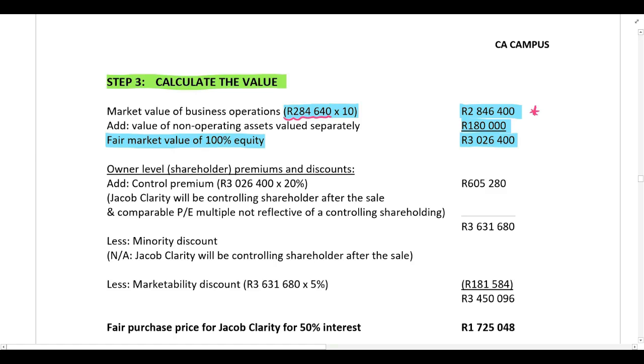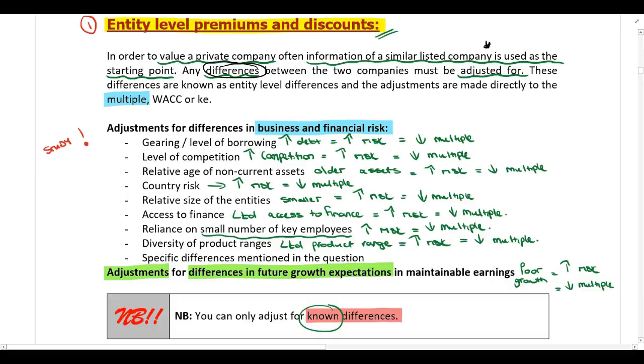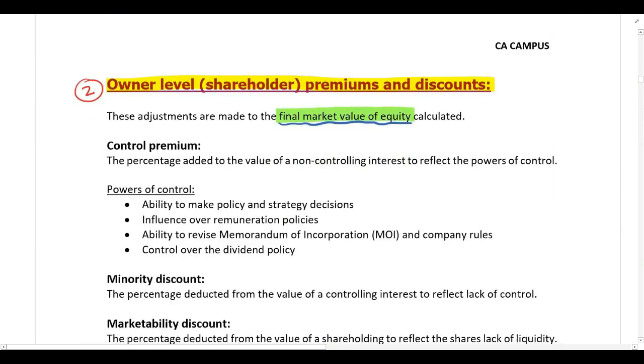Now that we've calculated the fair market value of equity, we need to adjust for owner level or shareholder premiums and discounts. So you'll remember at the start of this lecture, in addition to entity level premiums and discounts, we also have owner level or shareholder premiums and discounts that we need to consider. And these adjustments are made to the final market value of equity. So now that we have calculated the final market value of equity, we now need to consider these shareholder or owner level premiums and discounts.